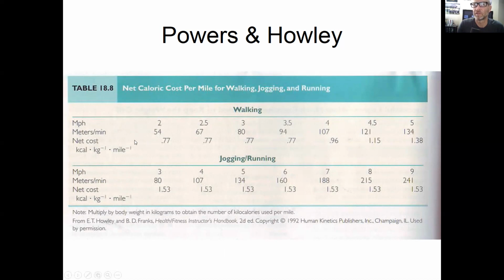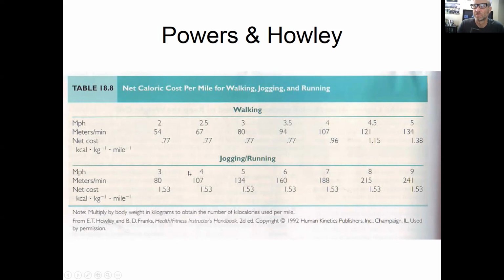Now, they don't go on the other end because they'd have to go slower than 2 miles per hour. But there's a minimum here for walking to cover a mile. 1.38 calories per kilogram per mile. 0.96, that's if you're 80 kilograms, about 80 calories to cover that mile. More calories to cover the same mile, but walking faster.